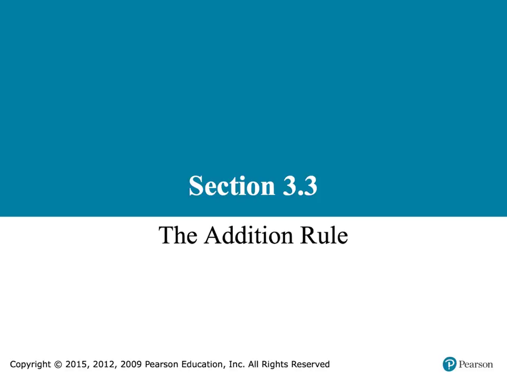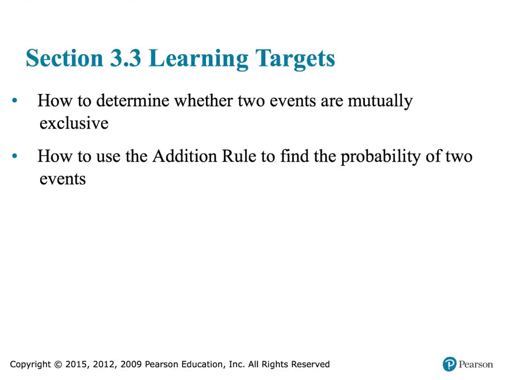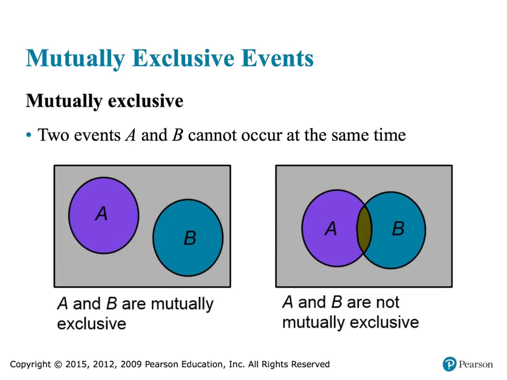Section 3.3 is about the addition rule and how it is used to calculate some probabilities. So what we want to be able to do in this lesson is determine first whether or not two events are mutually exclusive. Another name for mutually exclusive is disjoint. And then we want to be able to use the addition rule to find the probability of two events.